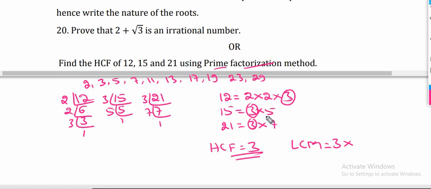If there are no common terms, you write all the terms in this one. Here in 12 there are 2 into 2, in 15 there is 5, and in 21 there is 7. You consider all the terms with the common terms, so then it becomes the LCM. You have to multiply all this, you get the LCM. If they ask to find out the LCM, you do this one. Otherwise, for this question, HCF is equal to 3 is the correct answer.